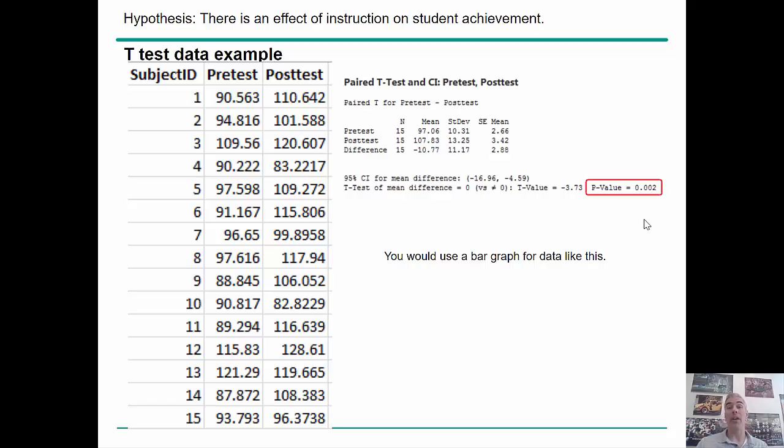It's less than 0.05. That means there's a statistical difference between the pretest grades and the post-test grades on average. That means that learning happened, right? They did better on the post-test than they did the pretest. And if you look at their means, right, the pretest mean was 97.06. The post-test mean was 107.83.